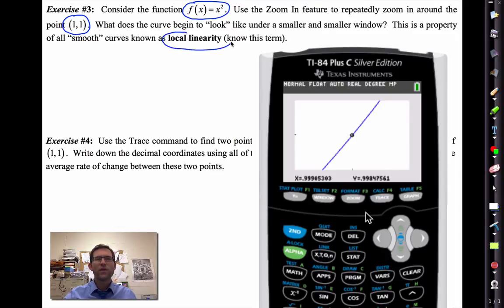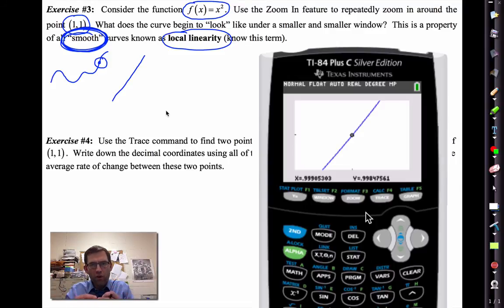And yet, if we go in close enough, what we will always find on a smooth curve, what does smooth mean? We'll talk about that more as time goes on. But on a smooth curve, what we'll find is if we zoom enough on any point, it will eventually look like a line. That is a property known as local linearity. Local linearity. In other words, very local to a point. Any function that's smooth acts linear. It acts linear. That's amazing.